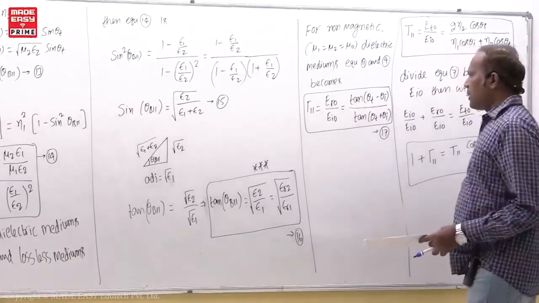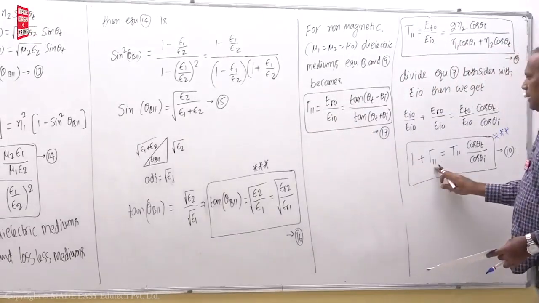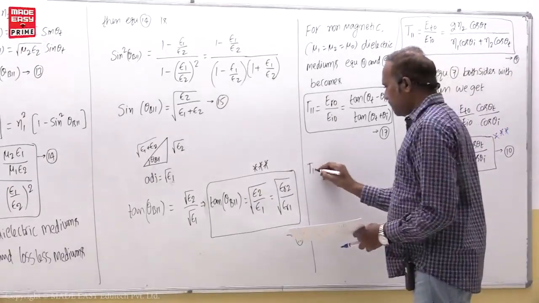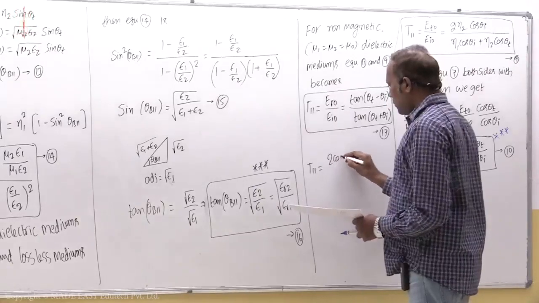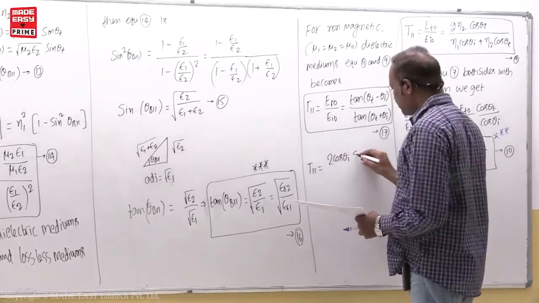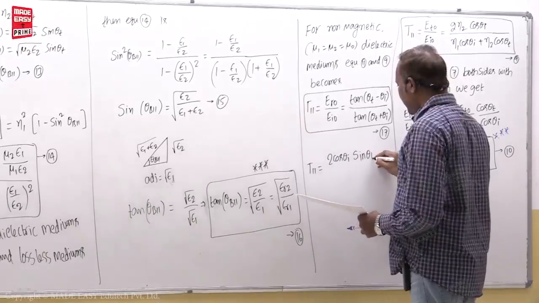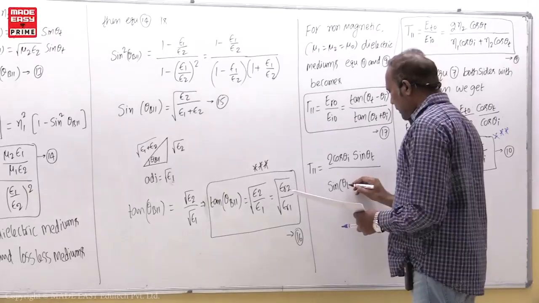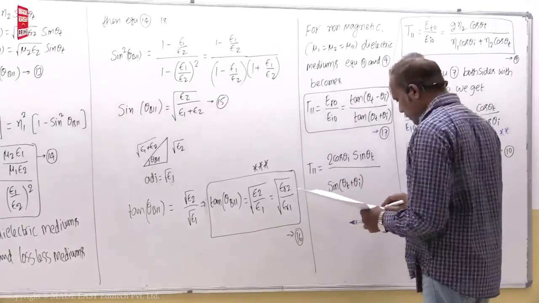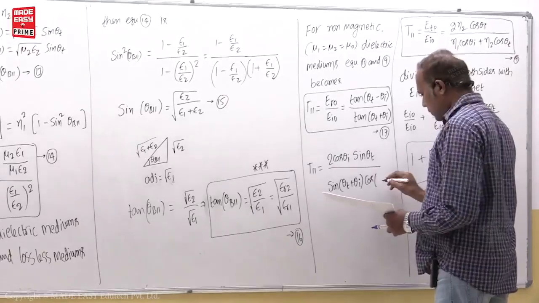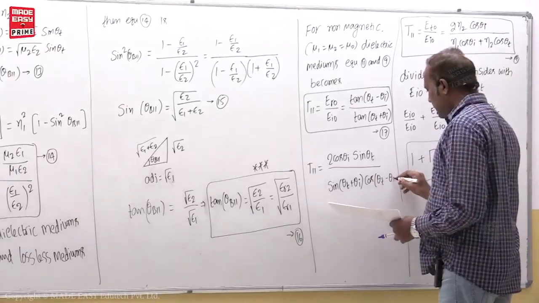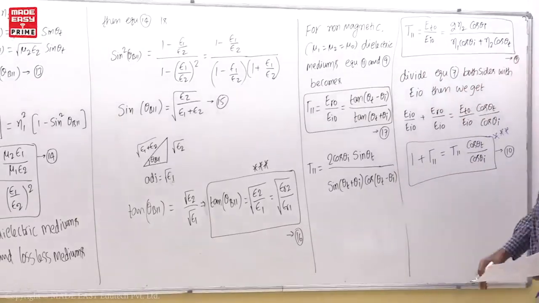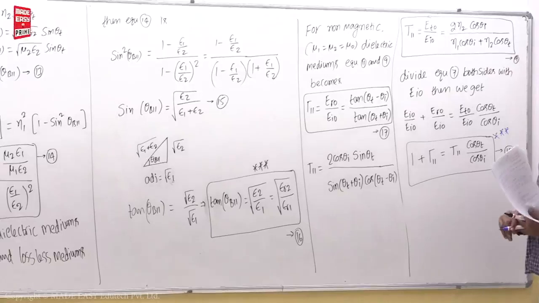Anyway, I will write the transmission coefficient. If you substitute this here, then you get the transmission coefficient. So transmission coefficient you get that 2 cos theta I sin theta t divided by sin of theta t plus theta I and cos of theta t minus theta I, and I don't suggest you to remember this one, no need. So now I am finalizing the discussion.